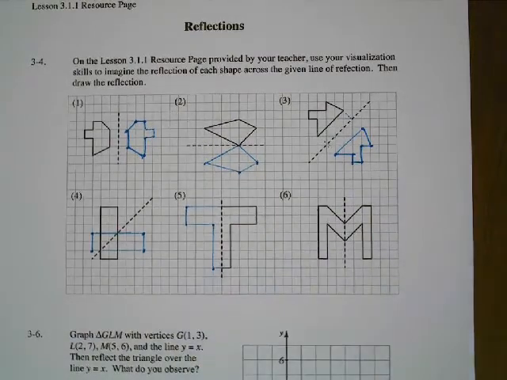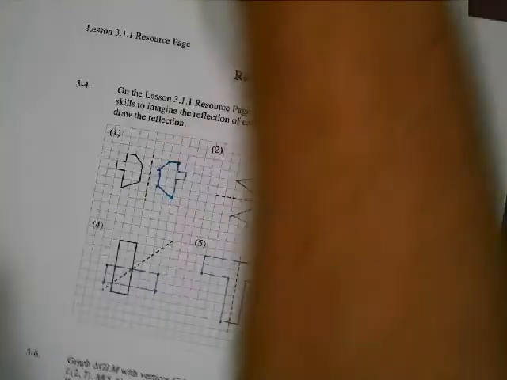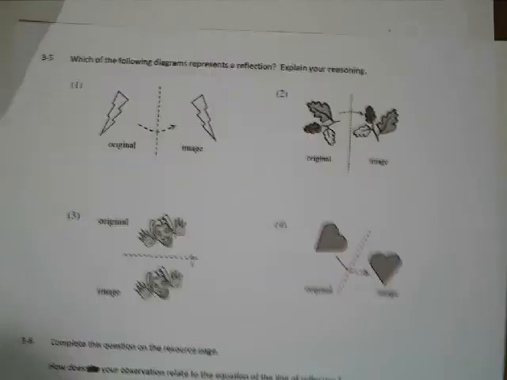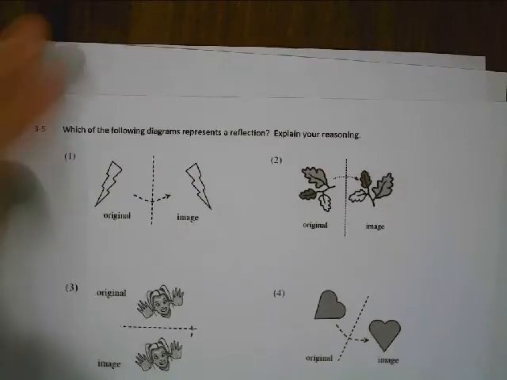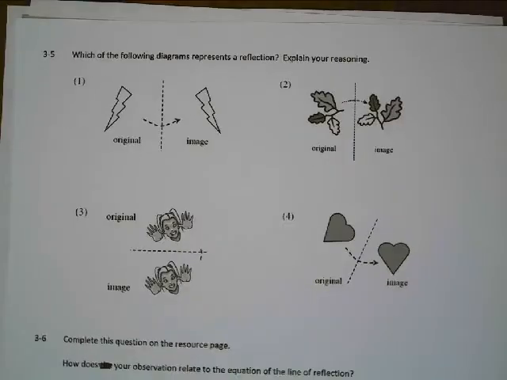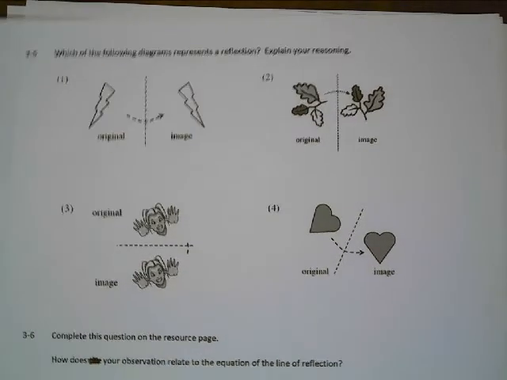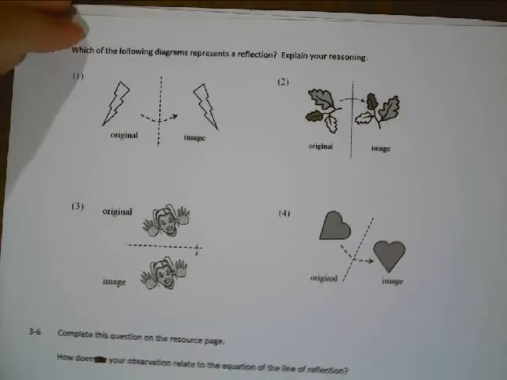All right, so let's move on to 3-5. And we'll go back to that reflections resource page in a second. All right, so looking at these 4, sometimes your brain plays a few tricks with you and it's hard to see exactly what is a reflection and what's not a reflection.